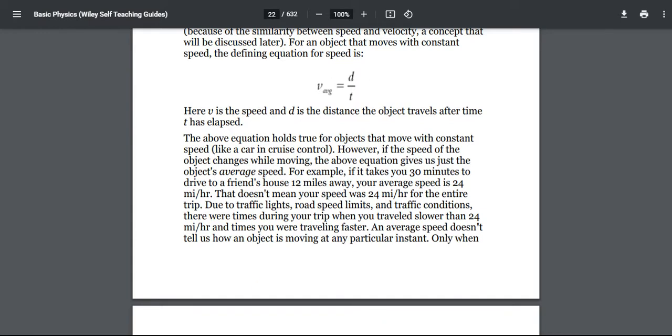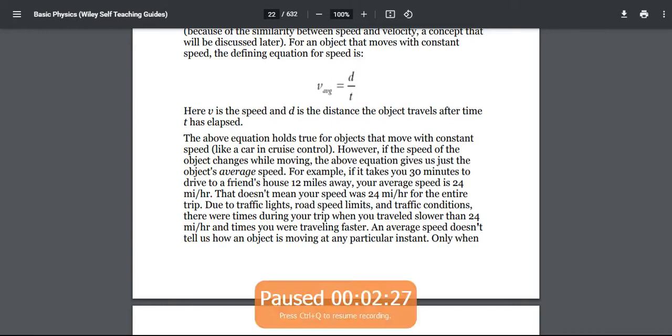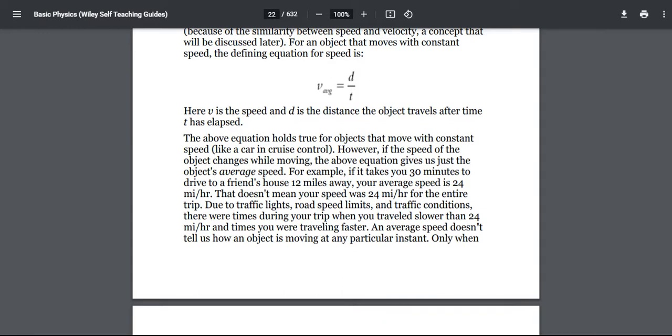For example, if it takes you 30 minutes to drive to a friend's house 12 miles away, your average speed is 24 miles per hour, because 30 minutes is the time and 12 miles is the distance. In the formula's units, it is going to take 1 hour to go 24 miles.